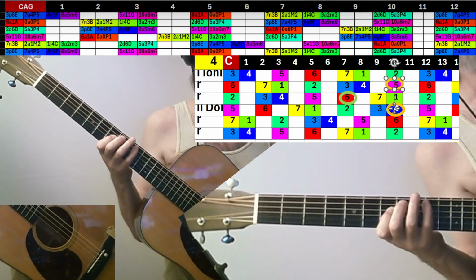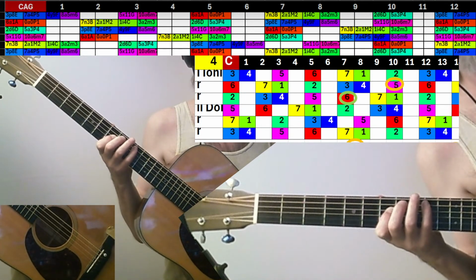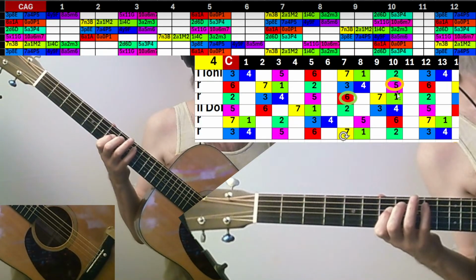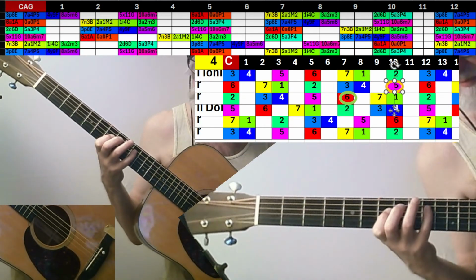Let's try going to the string above it with an aggressive upstroke. So now anchor here, go back this way with an aggressive upstroke.